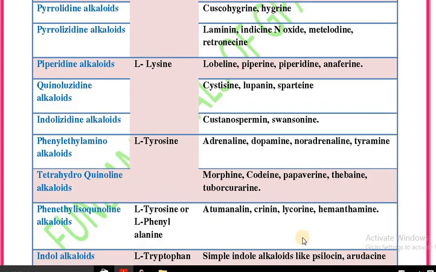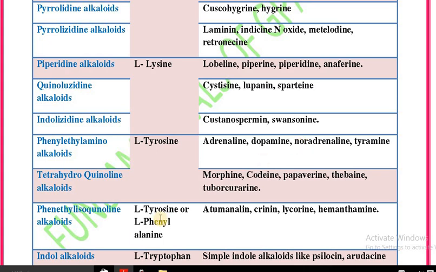So next one is phenylethylamine alkaloids. Okay. These are derived from L-tyrosine. Examples are neurotransmitters like adrenaline, dopamine, noradrenaline, then tyramine.